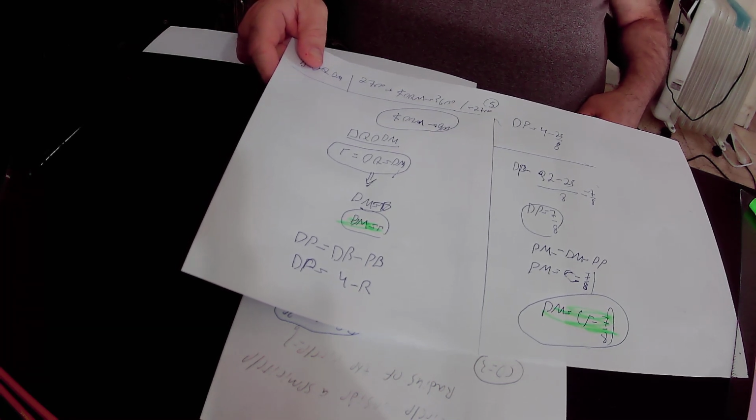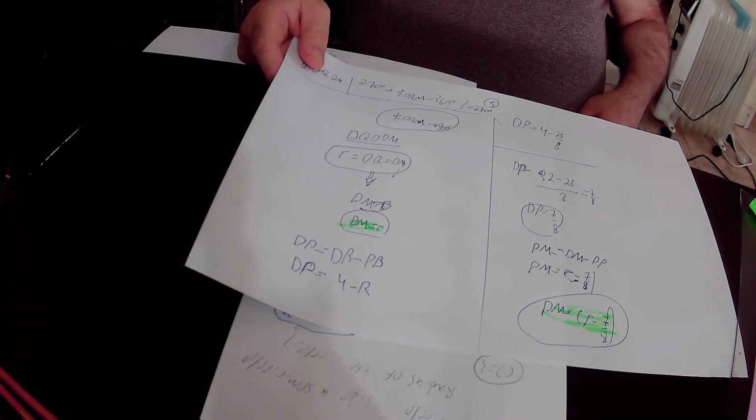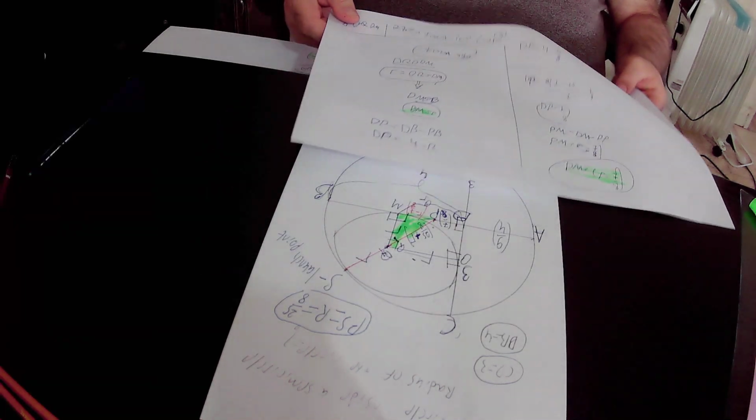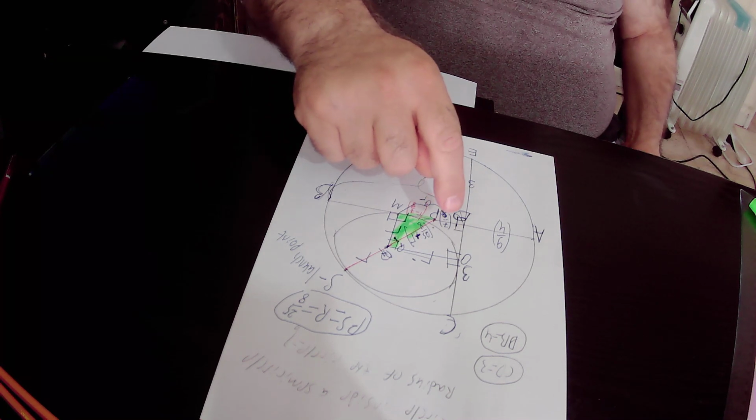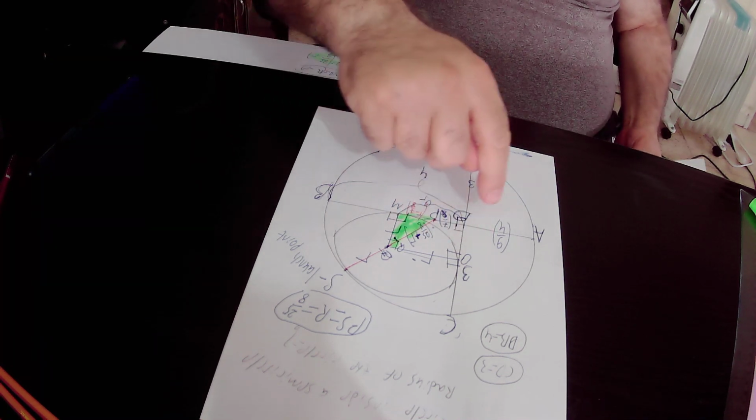And we know that the opposite sides of a rectangle are equal to each other. So in rectangle OQDM, its opposite sides are equal to each other. That is to say, OQ equals DM.